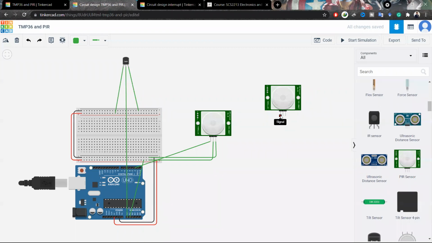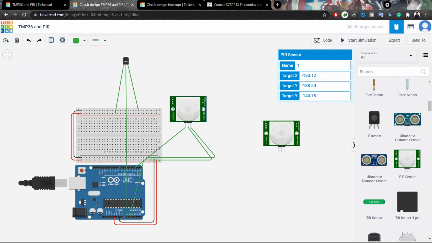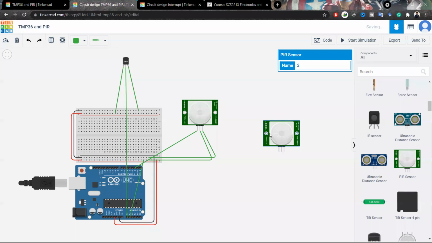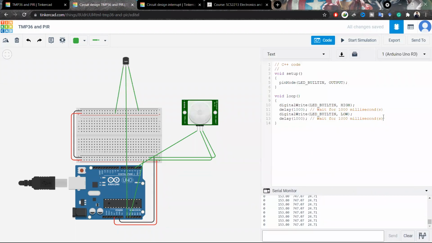Then the third pin is for signal. Signal means the data, right? So I know this PIR sensor just gives whether it detects some movement or not, so it has a kind of digital value, 0 or 1, right? Because of that, I'm connecting this signal pin to a digital pin, right? So now I have this connected. Then, so what is the first thing, right? So we can remove this thing.